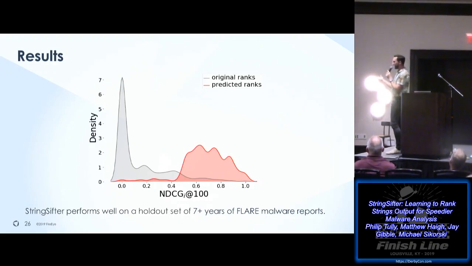This is kind of expectedly bad, right? This is unsorted, unranked. This is exactly the problem we're trying to fix with our algorithm and our approach. And then when we run StringSifter over these strings from over 7 years of the malware reports that these guys are generating, you see that NDCG distribution shift over to the right-hand side. It's closer to 1. Higher score is better, and it's normalized, so it's bounded between 0 and 1. So you see we have some quantitative improvement here, and this is a good sign.